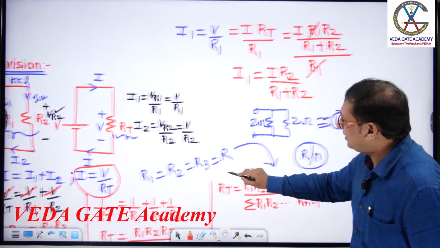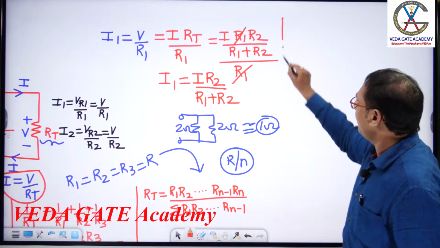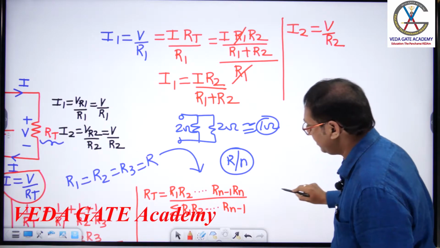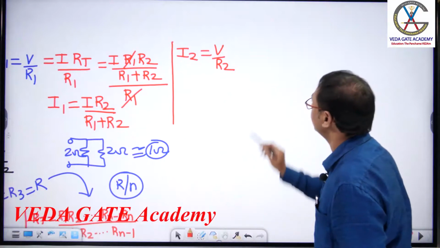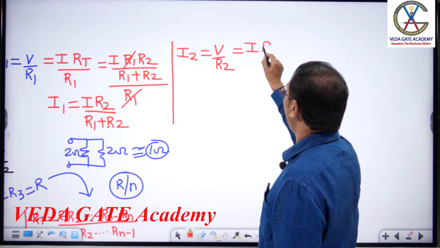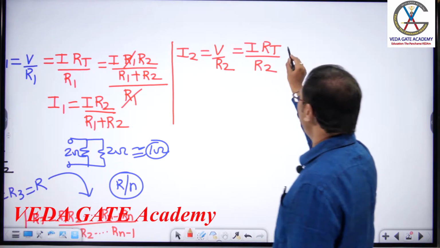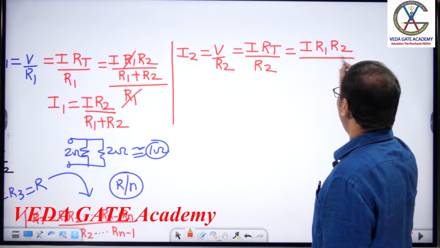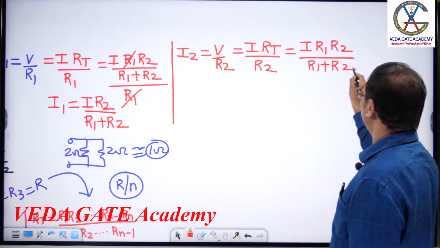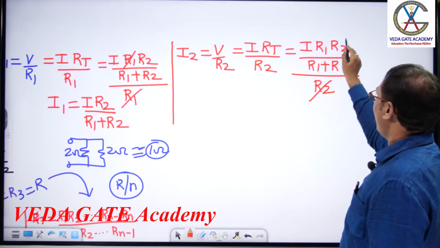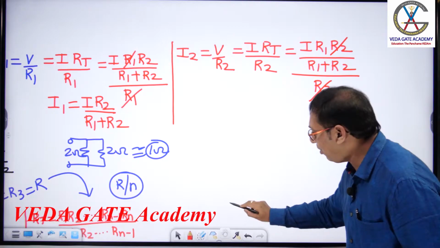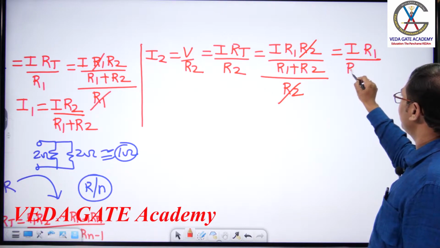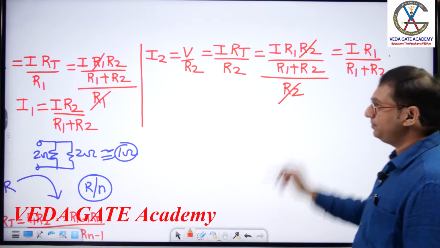Let us write I2 expression, sir. Let me write I2 expression. Yes, I am writing here. I2. What is I2, dears? V by R2. In place of V, what can I write? Everybody, speak out please. I into RT. Yes or no? What is RT? We can substitute R1 R2 by R1 plus R2, divided by R2. R2 gets cancelled. The value of I2 we can write as I into R1 by R1 plus R2.